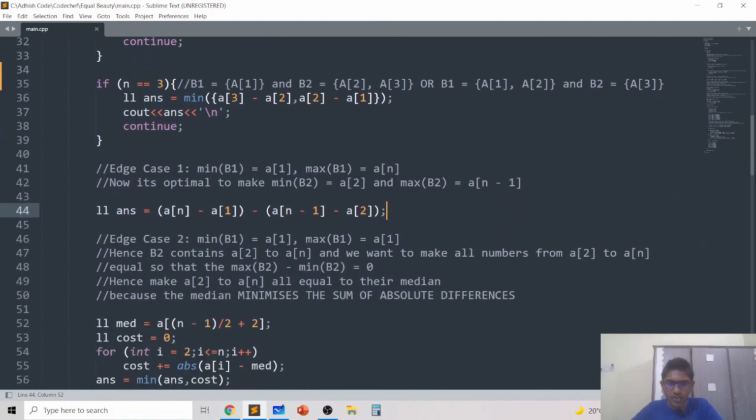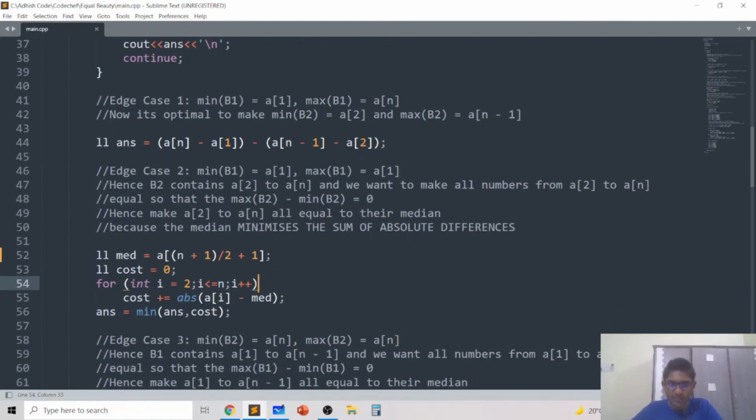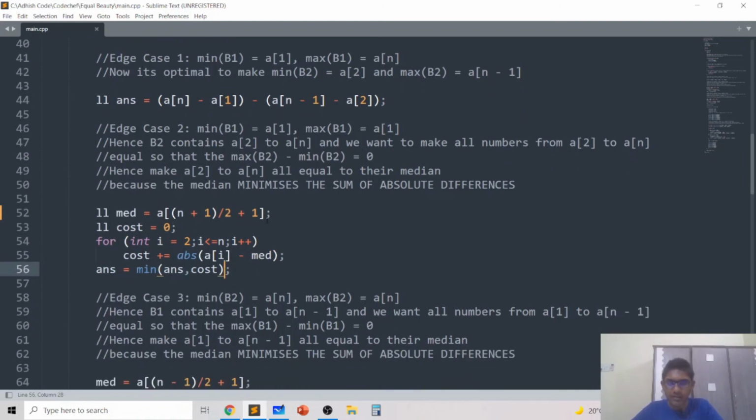Then in the second edge case, which I explained, we take the median of the elements. So the second edge case basically means that b1 contains only one element. So that's why we need to make all the elements from a2 to an equal to their median. You can just work it out by hand that the median of elements from a2 to an is actually at spot n minus 1 by 2 plus 2, or it's also at spot n plus 1 by 2 plus 1. That's the median for the elements from 2 to n. So we compute the cost to be the sum of absolute values of ai minus the median in that case, and we take the answer to be the minimum of answer, comma, cost.